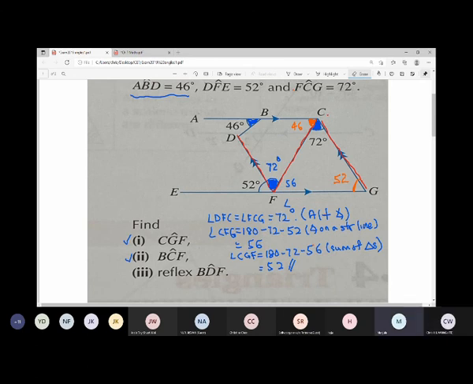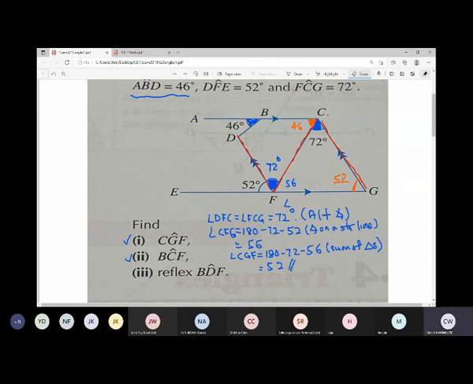62 degrees. How do you get 62? Can you tell me how you get 62? I take 180 minus the ABD, which is 46, right? ABD 46, then I minus 72. What's the reason why you do 180 minus 46 minus 72? There's no triangle. There's no triangle, right? How come?